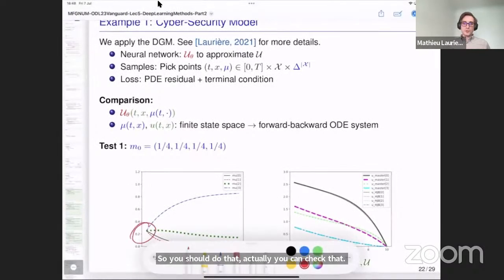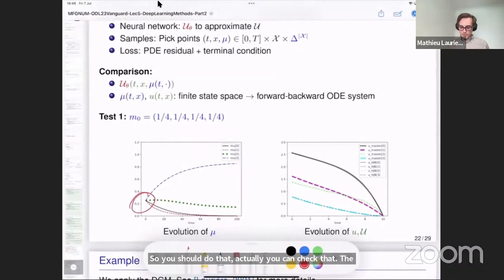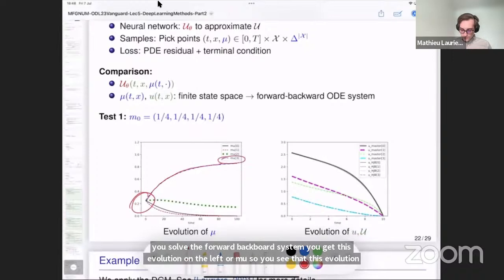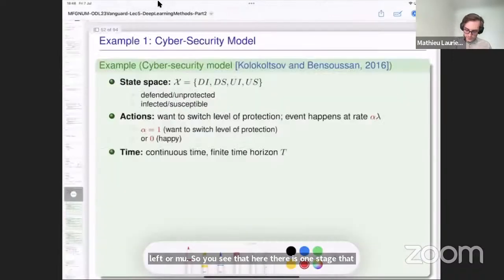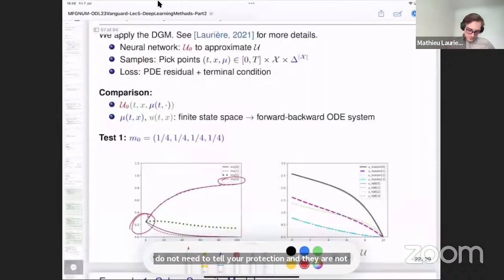For example, M0 equal to 0.25 for each state. You solve the forward-backward system, you get this evolution on the left for mu. So you see that here there is one state that is going to dominate. It is a state mu3. If I go back, mu3 corresponds to 0, 1, 2, 3. It corresponds to undefended and susceptible. So this is a situation in which at the end, most people do not need to pay for protection and they are not infected because the virus is more or less disappearing. But not completely. There are still some infected people.